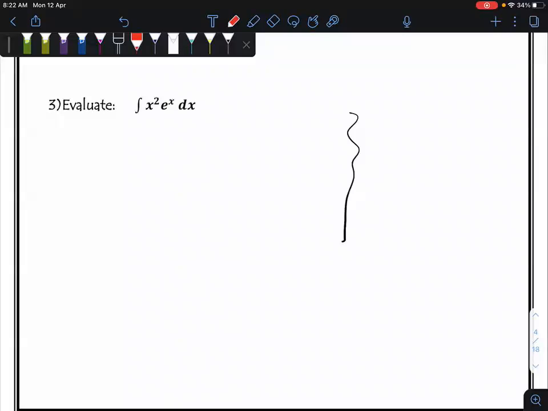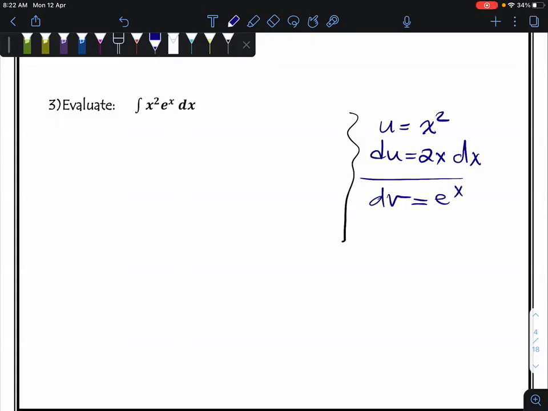We let u here equal x squared, and its derivative is 2x dx. And the other part, dv, equals e to the power of x, and v is e to the power of x. So uv minus the integral of v du, and then substitute in this formula. Easy here, right? I will not complete; you know how to complete.